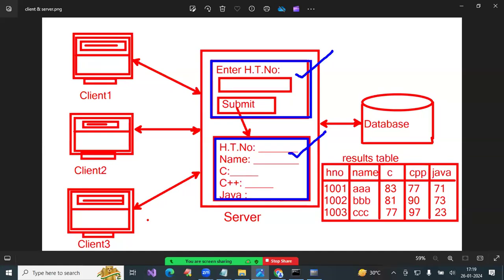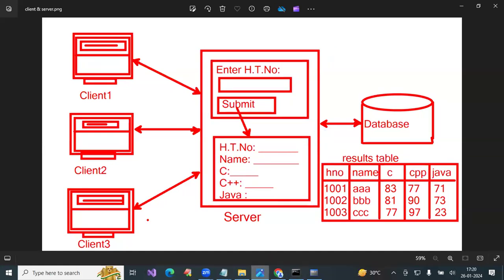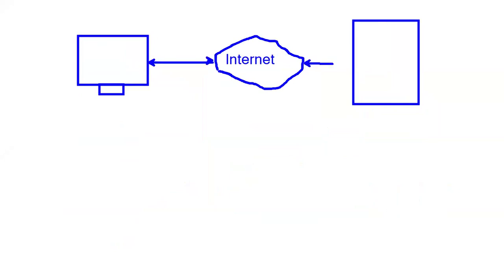Okay. Now you observe, client can be anywhere in the world. Server can be anywhere in the world. Communication is possible if you have an internet connection. Now, client and server are connected with the internet, nothing but ISP servers, internet service provider servers.